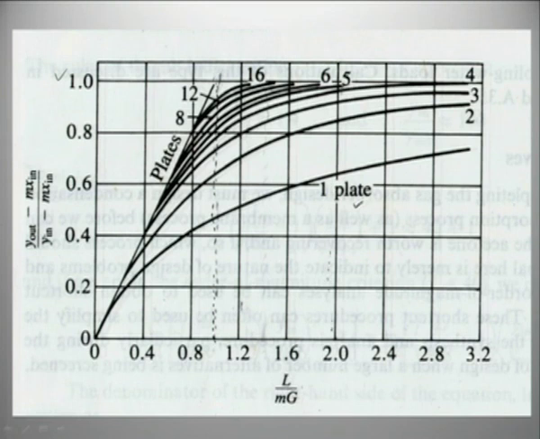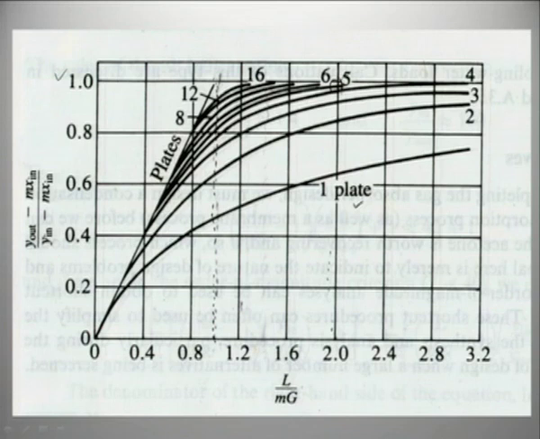Now, here we see that, following this line which I am showing now, for L by mg equal to 2, we get very large recovery, or almost complete recovery, within just 5 or 6 plates. However, the solvent flow rate in such a case will be very high for a given gas flow rate. Now, if solvent flow rate is high, then the load on the distillation column will increase.